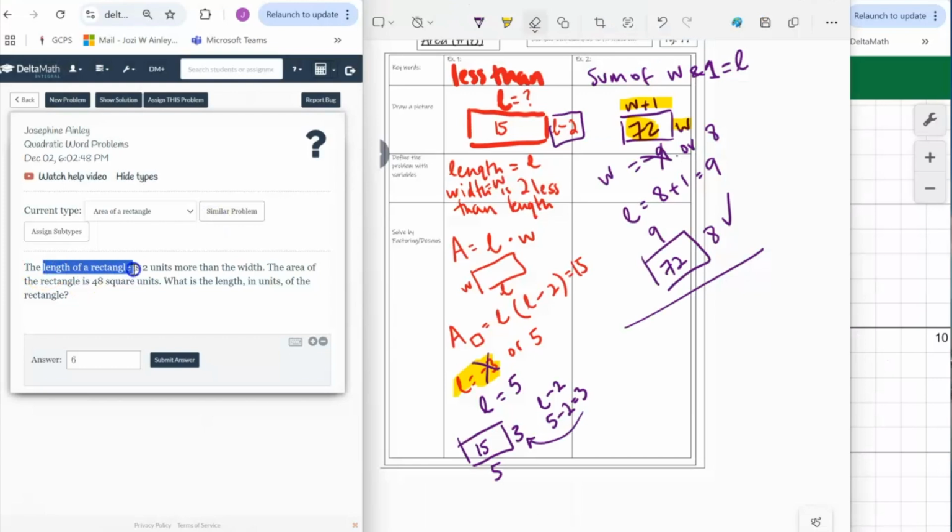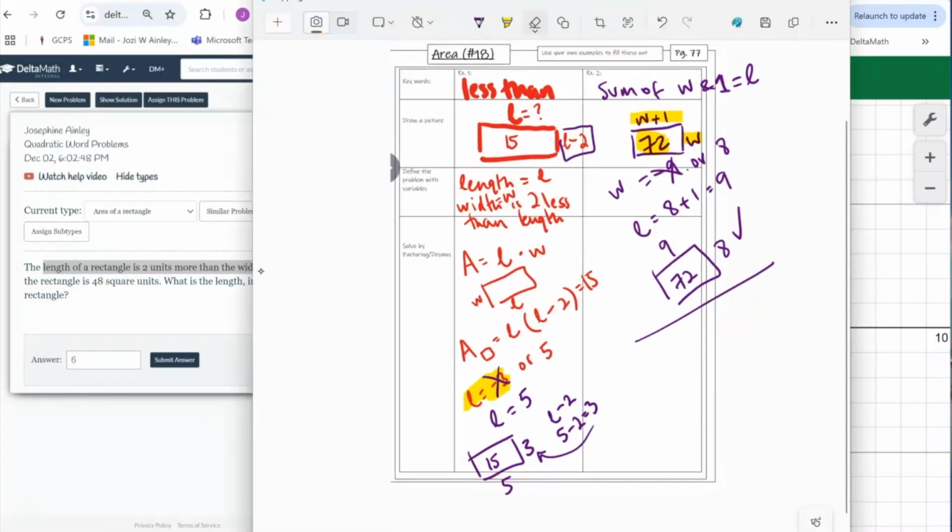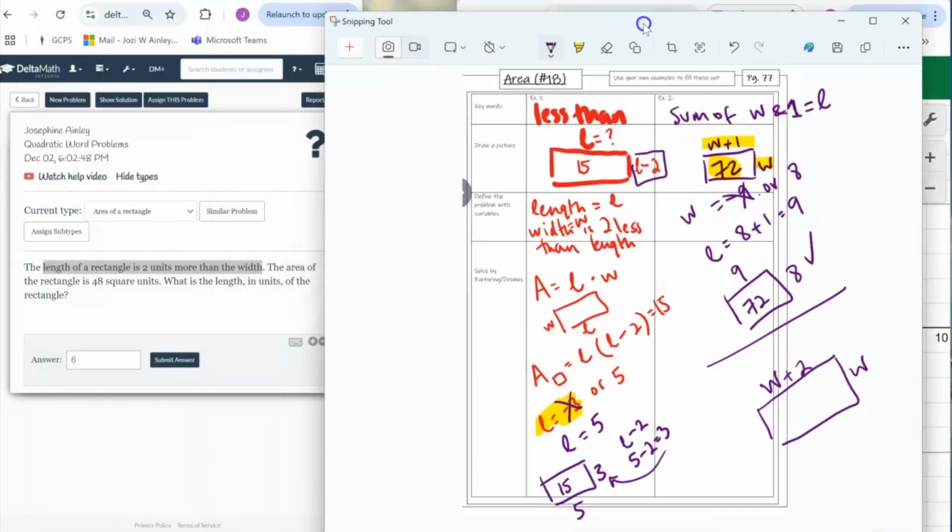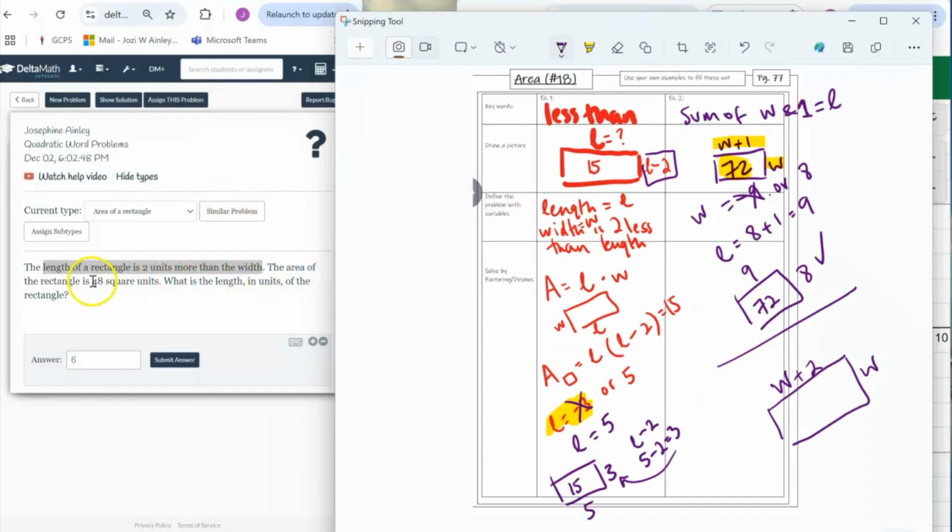The length of a rectangle is 2 units more than the width. Okay, so again, start with the picture. It's always easier for you to see it from a picture. All right, so length is the longest side, and they're saying that that length is 2 units more than the width. So it's whatever the width is, which is W, plus 2 more. That's the length. And the width is just the width. So this is the equation that I have. When I multiply them, it's going to be 48.